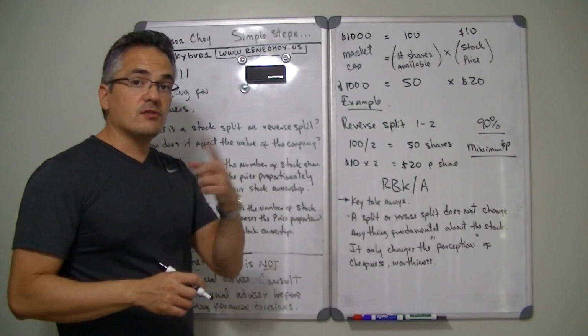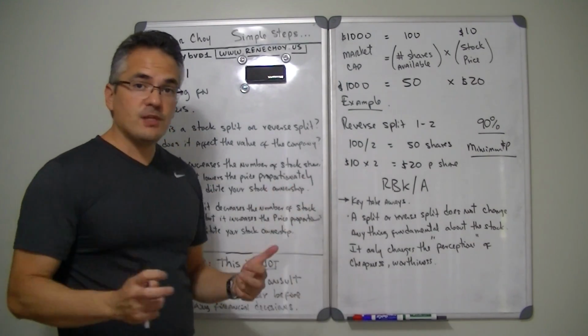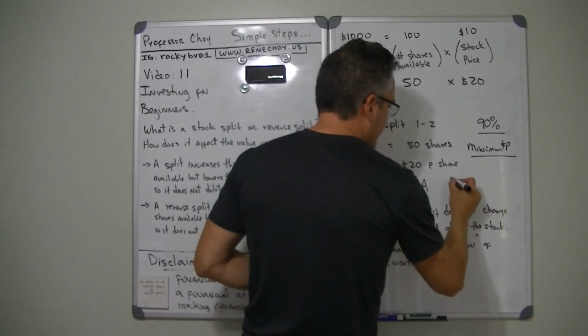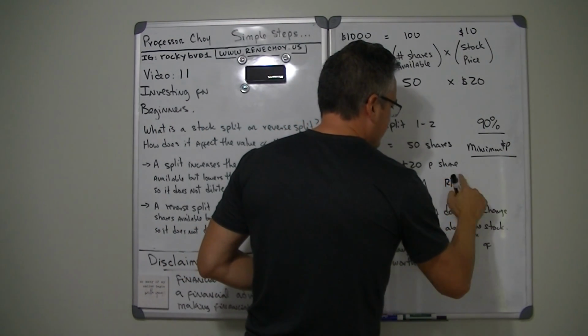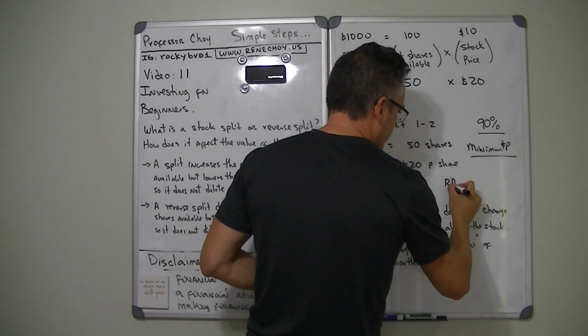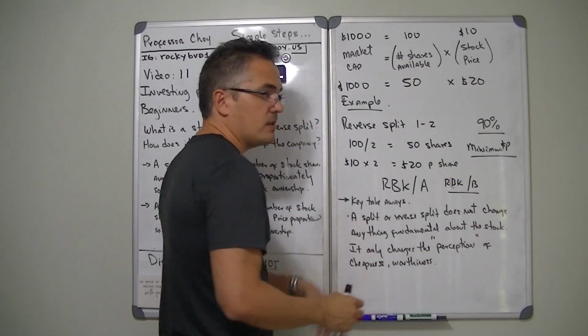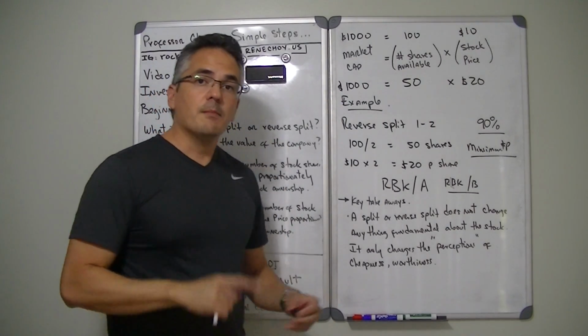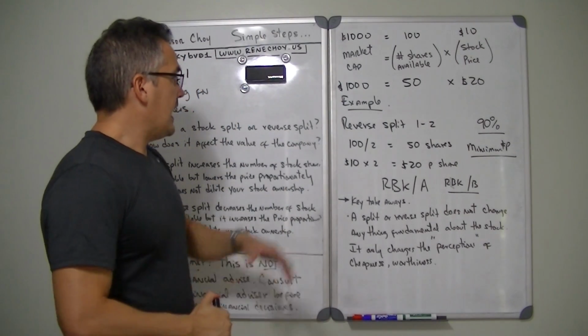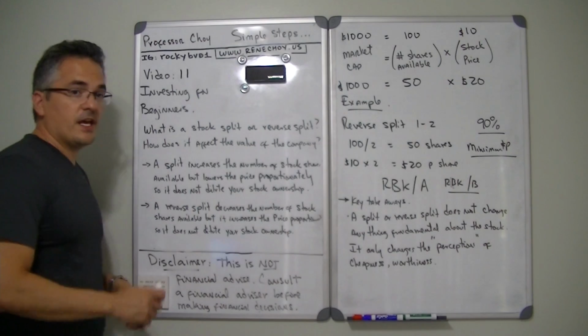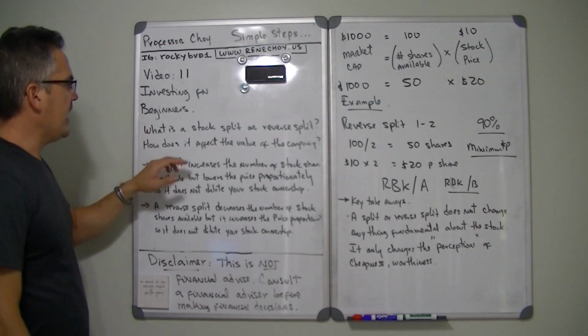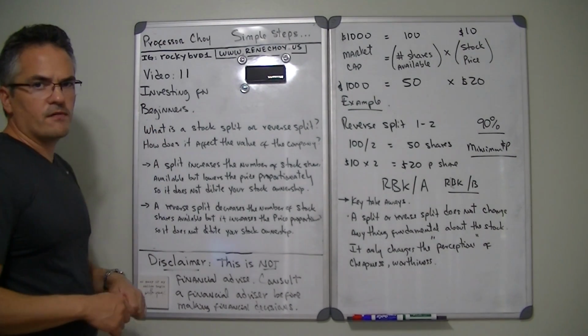By the way, if you're interested in buying some of that, they have a cheaper one of that, which is RBKB. And what it really is, by the way, it's like one of these split into a bunch of pieces. Okay? But anyway, I hope you learned a little bit more today about investing for beginners and what is a stock split or a reverse split.